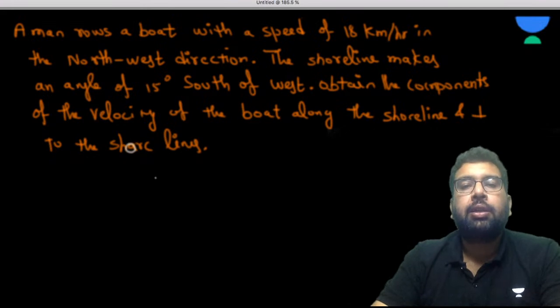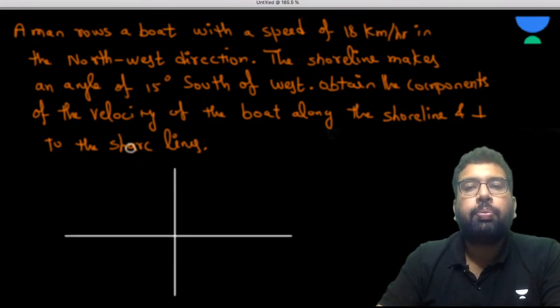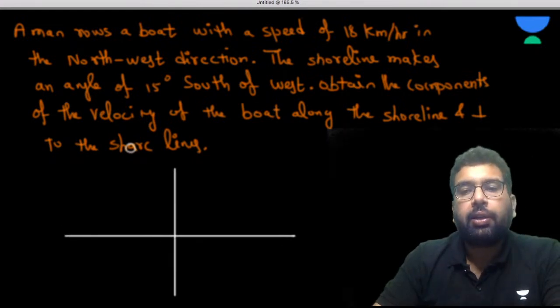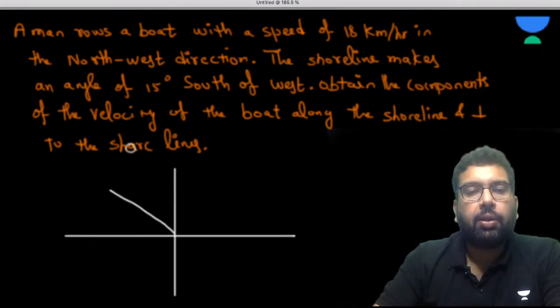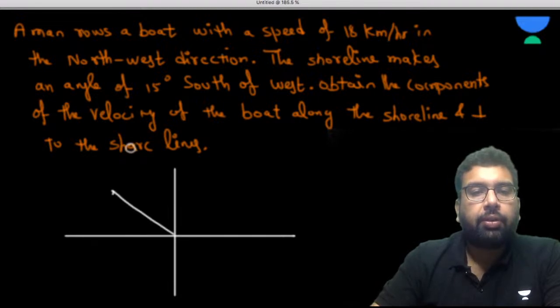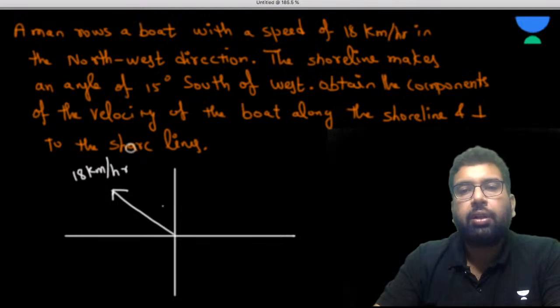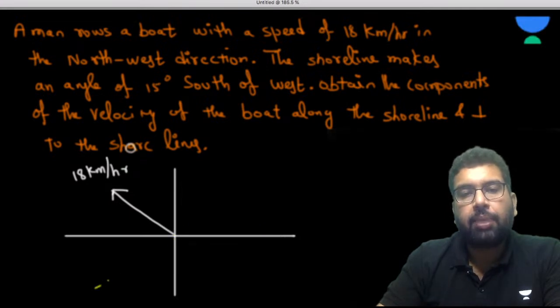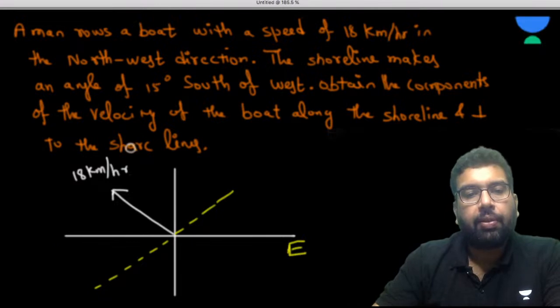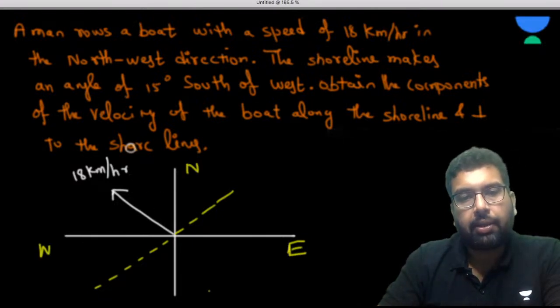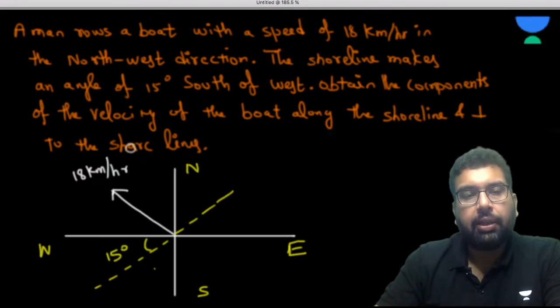Okay, now what does this question say? It says a man rows a boat with a speed of 18 kilometer per hour in the northwest direction. The shoreline makes an angle of 15 degrees south of west. So south of west, that means, this is obviously east, west, north and south. So 15 degrees south of west means this angle, right?